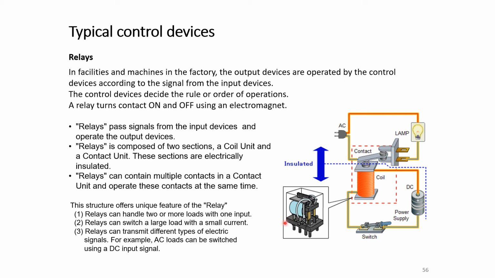So we have two separate electrical circuits. Here we have a low voltage or DC circuit, and the other one is an AC circuit or usually a high voltage circuit. Relays can contain multiple contacts in a contact unit and operate these contacts at the same time. So we could activate multiple contacts by one coil.